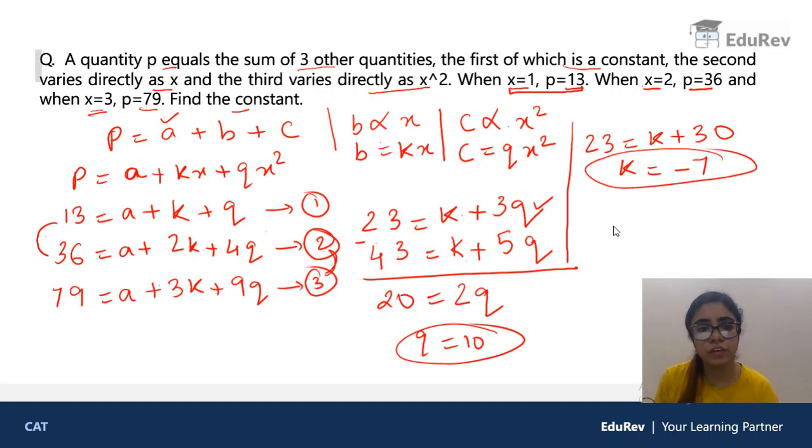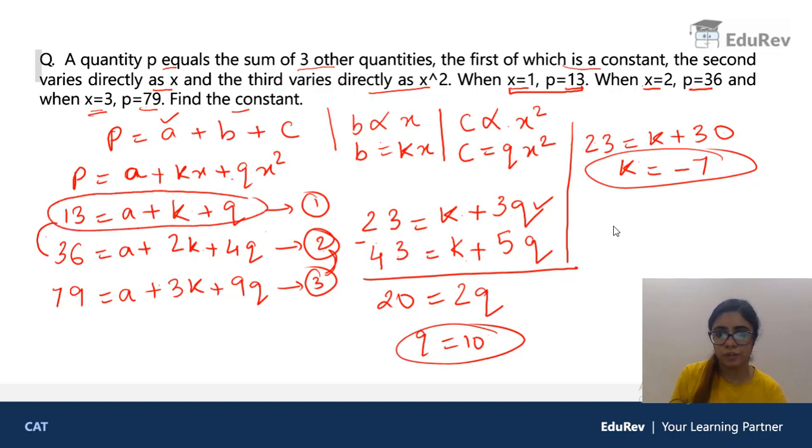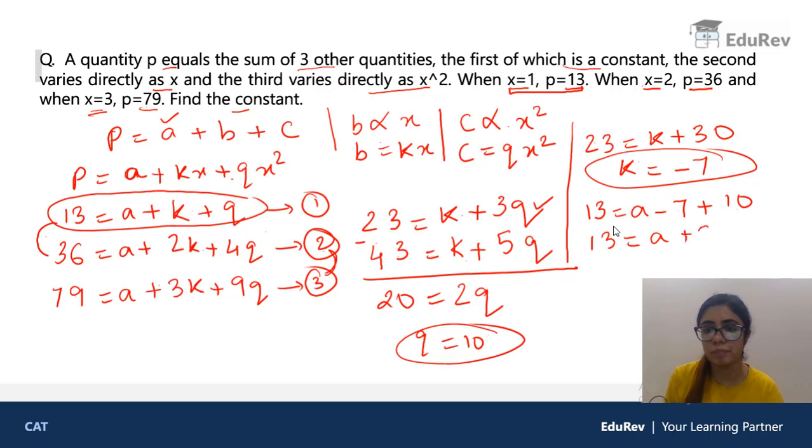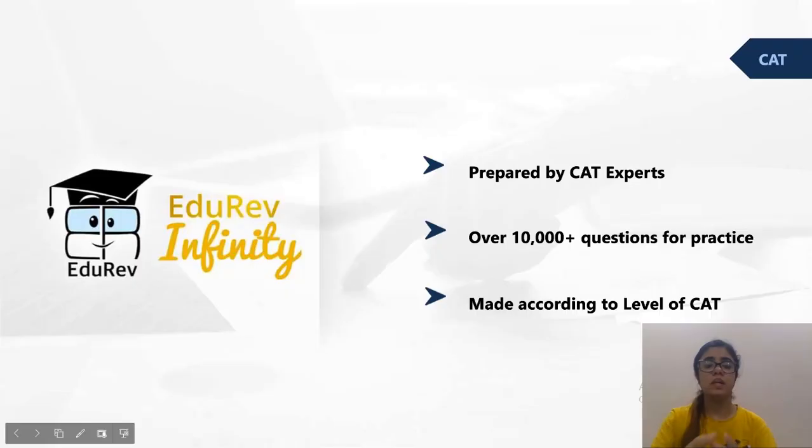Now we want the value of A. So I will substitute that in the first equation. Okay, we know 13 is equal to A plus K. K का value है minus 7 plus Q, which is 10. So this will become 13 is equal to A plus 7 minus 10, which is 3. So your value of A will be 13 minus 3, which is 10. This was our constant and the value of our constant is 10.